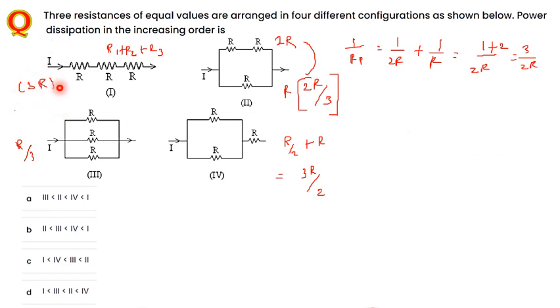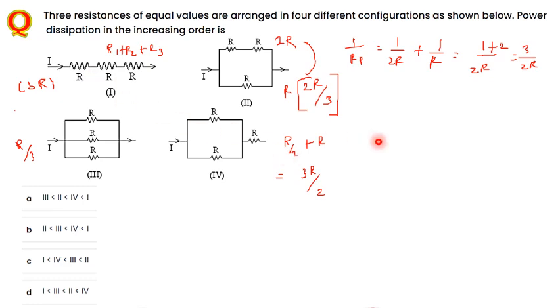For this one, 3R, I just mentioned 3R is the last one. Next one, in this case 2 by 3 here is 0.6, and 3 by 2 is 1.5, and R by 3 here is 0.3. See, this is 0.6, this is 0.3, this is 1.5, this is 3.